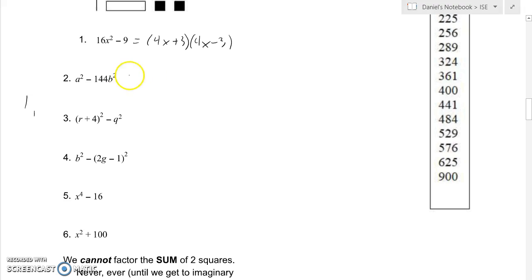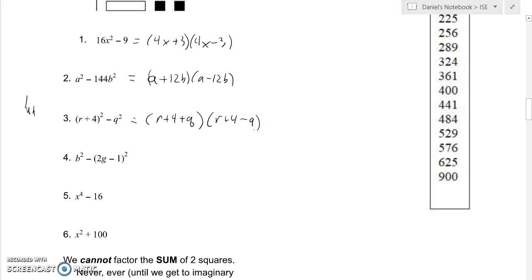144 is 12 squared, so plus 12b, and a minus 12b. I have (r plus 4) quantity squared minus q squared. So I have (r plus 4 plus q), and I have (r plus 4 minus q).